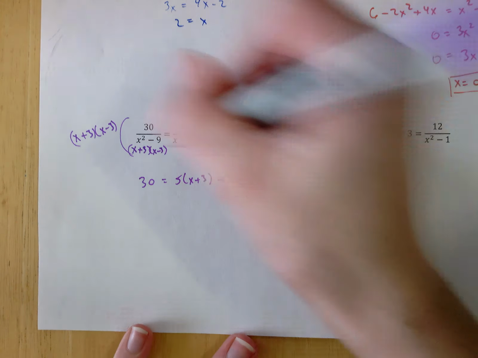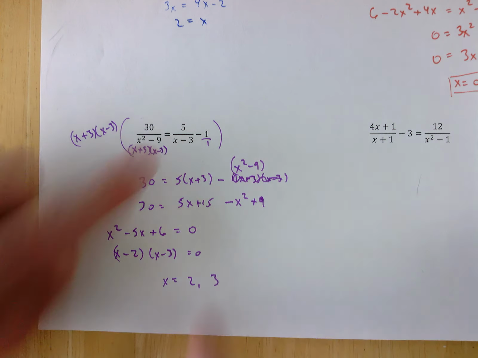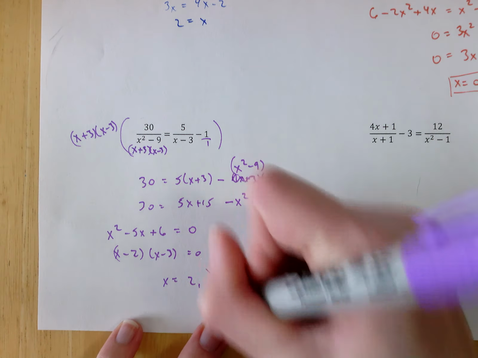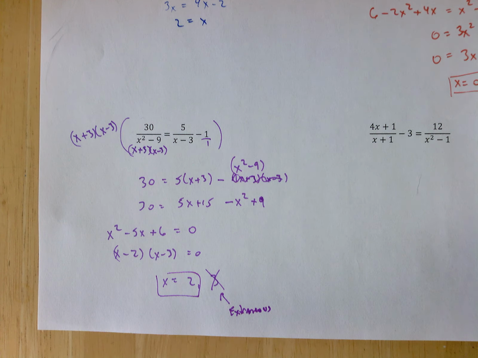Okay, when I go back and check this, if I plug in 2, that's not going to make any denominator 0. But if I plug in 3, it will, right? If I plug in 3, that denominator is going to be 0. So this guy is extraneous. Okay, and our only solution would be x equals 2.